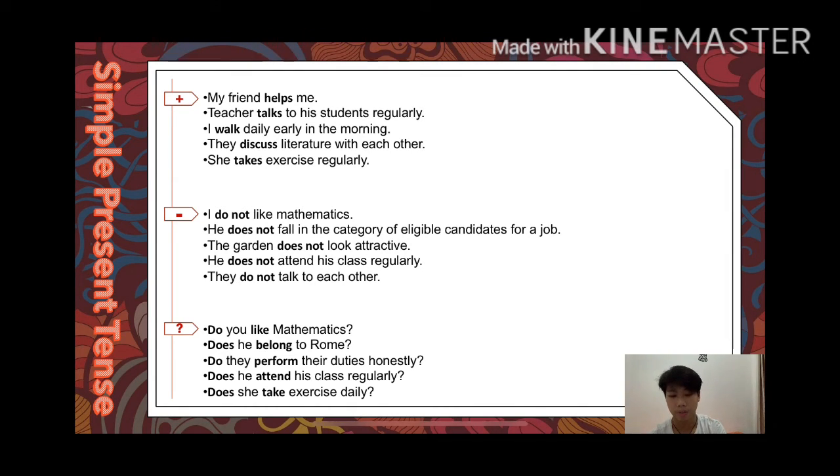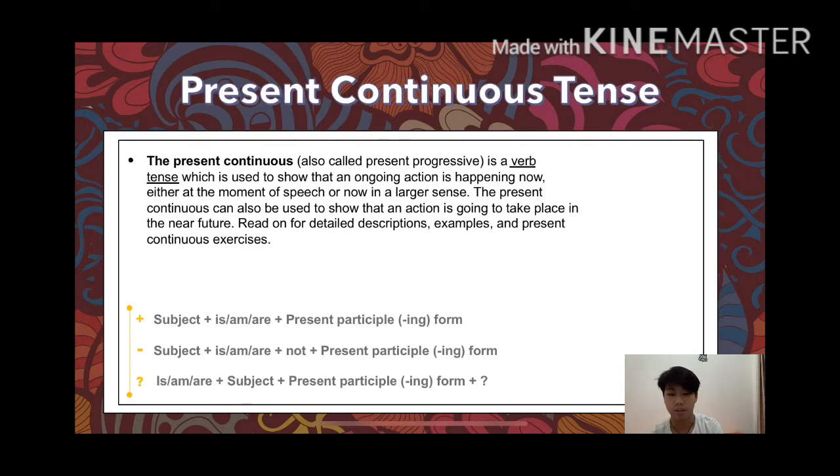Okay, the example of simple present tense, the positive one is: my friend helps me. For the negative: I do not like mathematics. And the question is: do you like mathematics? Okay, next is present continuous tense.